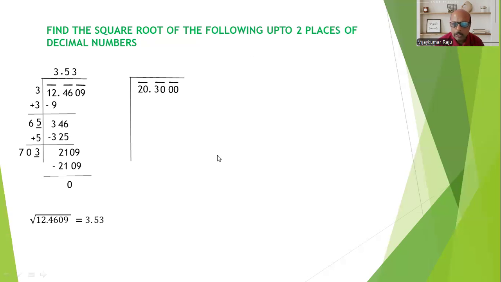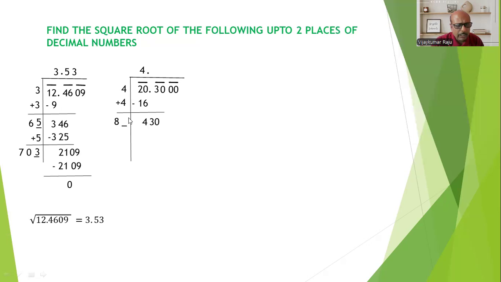If they are asking you to take 2 places of decimals, or 3 places of decimals, as many decimals as you want, that many pairs you have to keep forming. I want 2 places of decimals, so I have formed 2 pairs after the decimal point. First number is 20, 4 fours are 16. Subtract, 4. Now you have to take a number after the decimal point, so you should put a decimal here first, put a decimal there, and then bring 30 down.